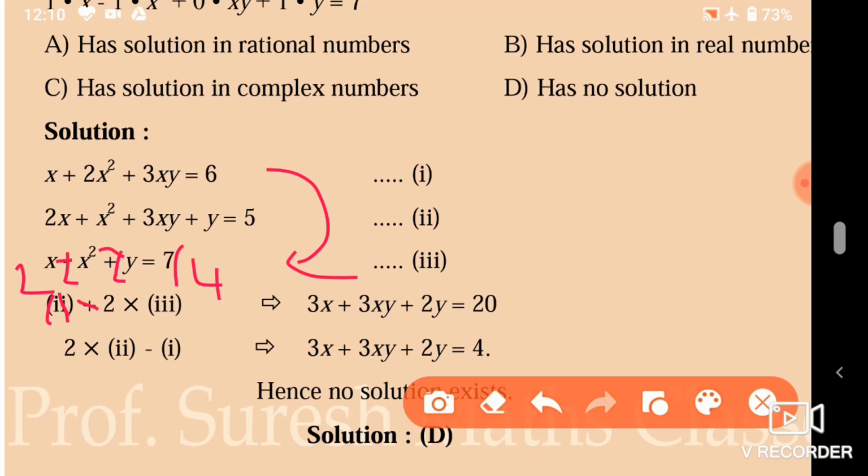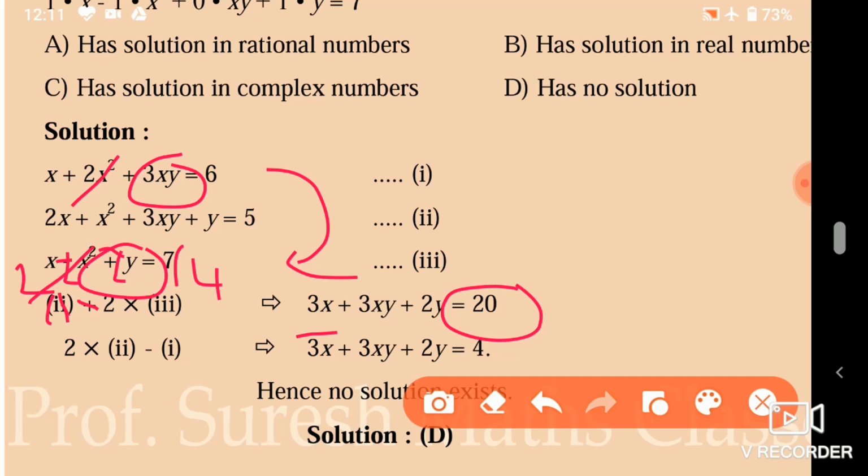Add this and this. So x plus 2x you get 3x. This 2x square and this 2x square get cancelled. The 3xy term is here, so it will come here. And then the 2y term is here, so it will come here. 6 plus 14 equal to 20. This is the first one. And then the second one, 2 into the second equation minus the first equation.